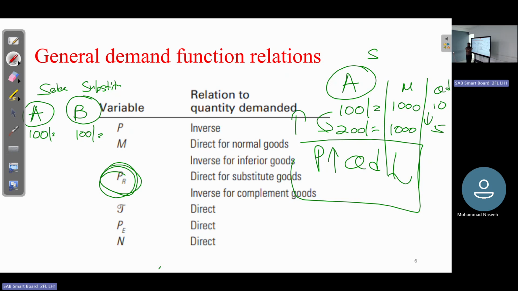Price of related products and the demand can have a positive and a negative relationship, both can happen. We are now trying to understand the reason. Now tell me, by looking at this, in what product is the price going to be changed? A or B?